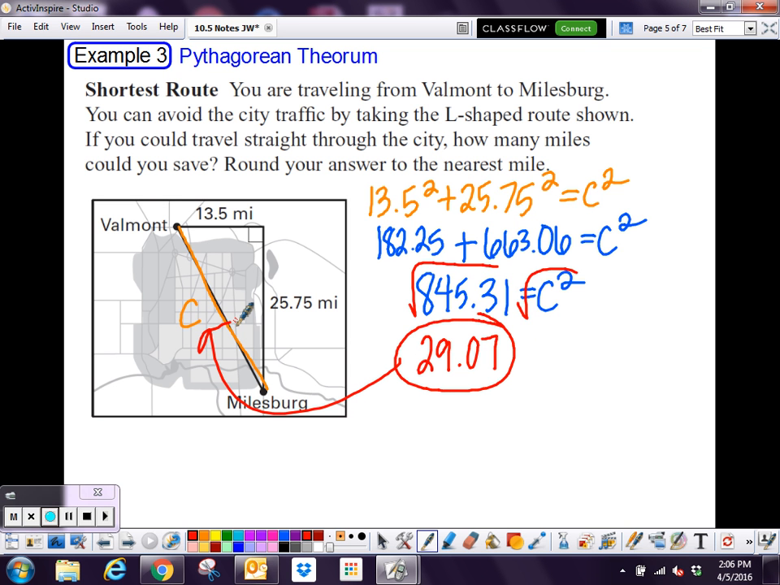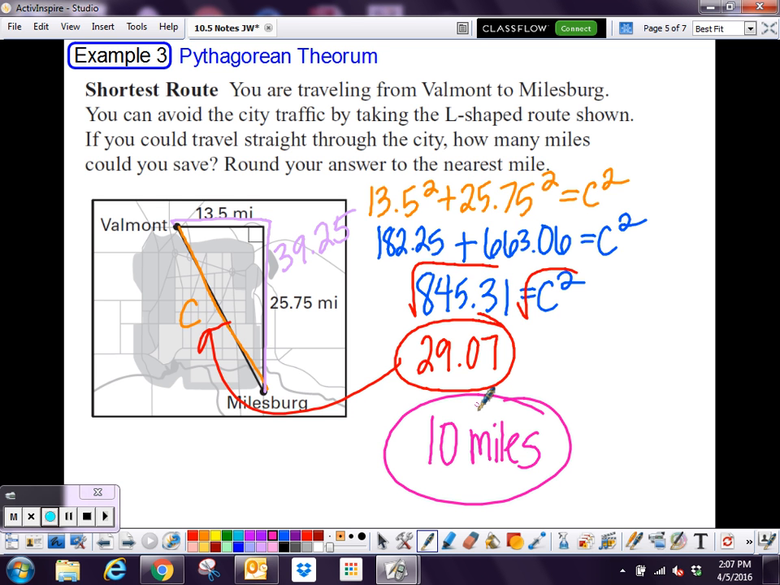But what is it asking? It's asking how many miles could you save? Well, if we went the route that they're showing on here, so the 25.75 plus the 13.5, that would have taken 39.25 miles. So how much are we saving by going 29.07? So I'm going to subtract those. So we are saving about, it says to the nearest mile, so that would be about 10 miles when I subtract those.